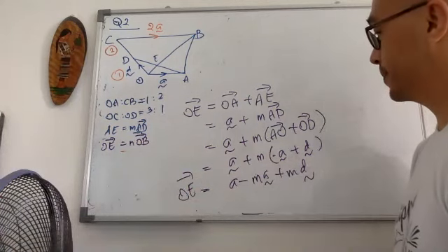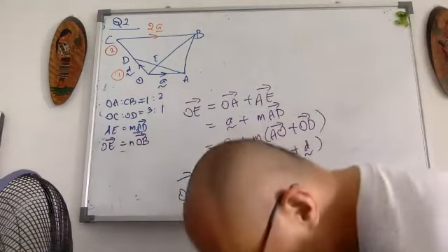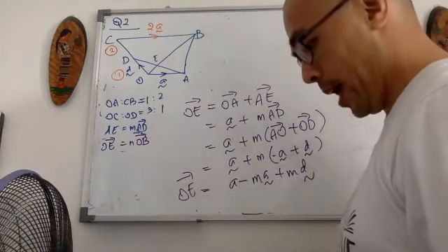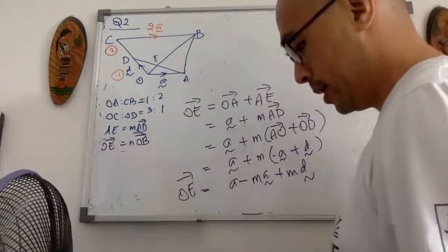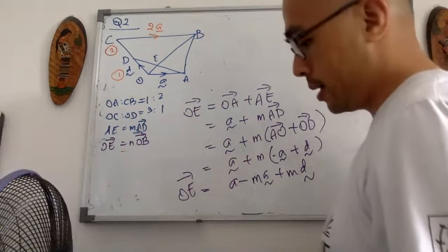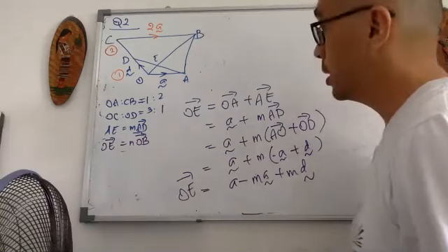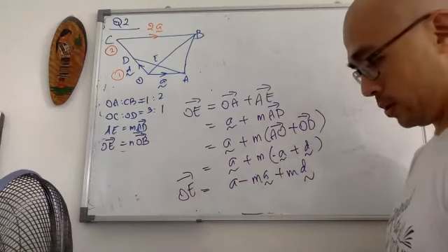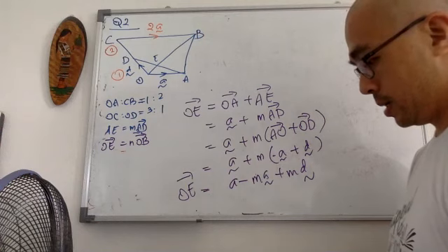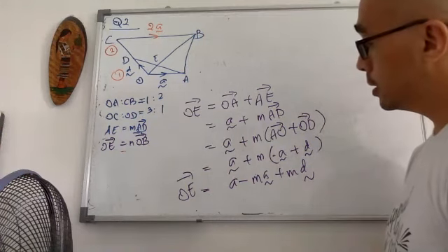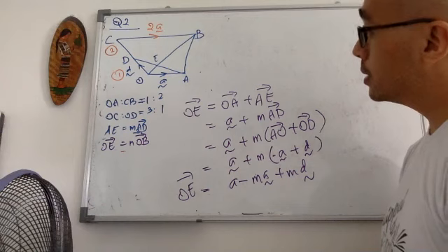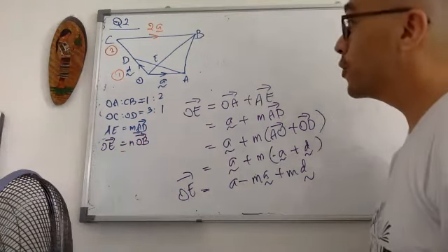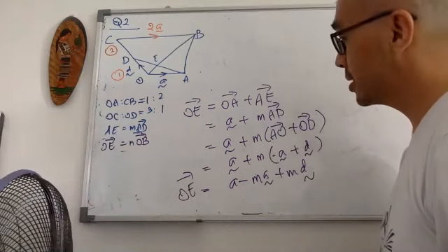Oh dear. Wait, let me see. AO plus OE equals to M AE. AO. Wow. AO plus OD. Wow, this is an interesting question. Yeah, proving it the long way around.